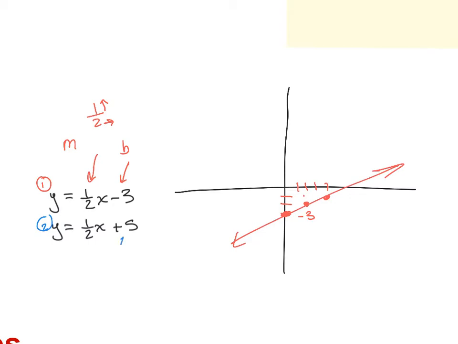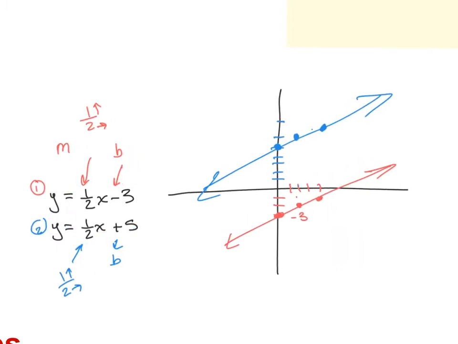Line 2, the y-intercept is 5. And from that, the slope is also 1/2. That means you, again, go up 1 to the right 2, and so on, if you were to extend it forever. You would notice that these two lines never cross. And so because of that, it's important for us to always remember that if two lines have equal slopes, they are parallel.